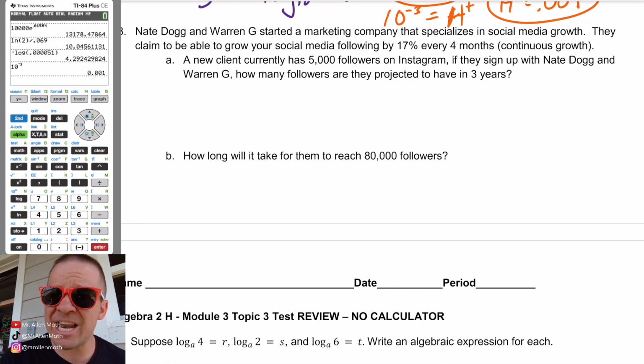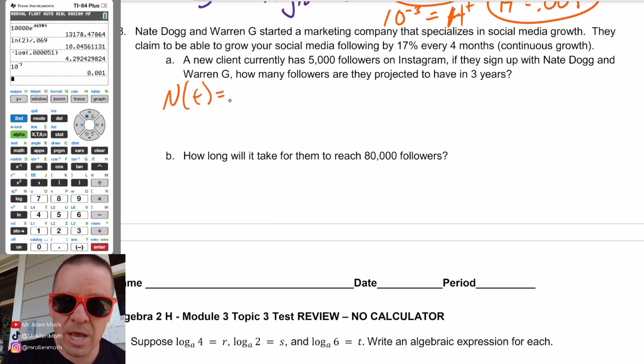It's going to be like that N-N-E-R-T formula that we had before, right? N of T equals N naught e to the rt.